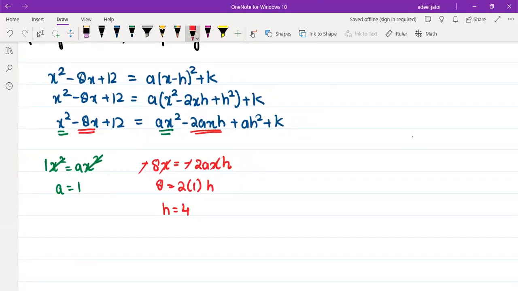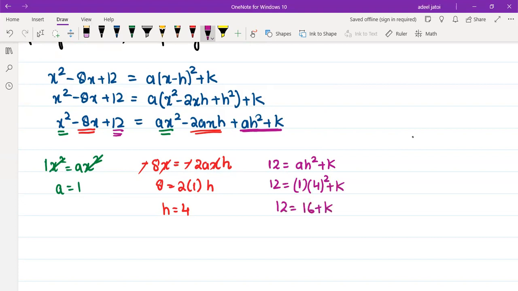The other thing that we are left with is ah square plus k. Now, we can't see any x square, we can't see any x. That means this ah square plus k represents the entire constant number. And the constant here is 12. So we'll compare this with 12, ah square plus k. And we know that in a we had 1 and for h we had 4. So we'll put down square. So that means 12 is equal to 16 into 1 is 16 plus k. So k becomes what? 12 minus 16 is equal to k. K becomes minus 4.